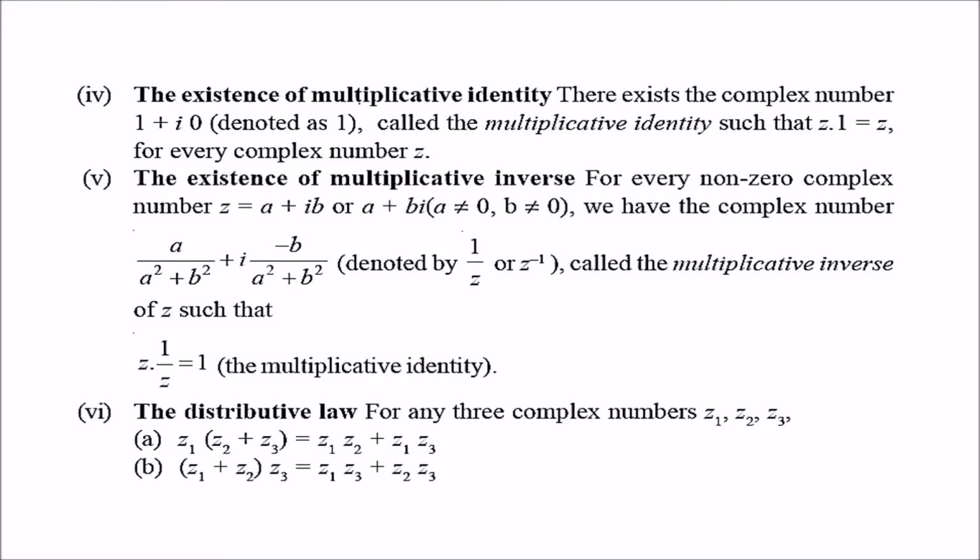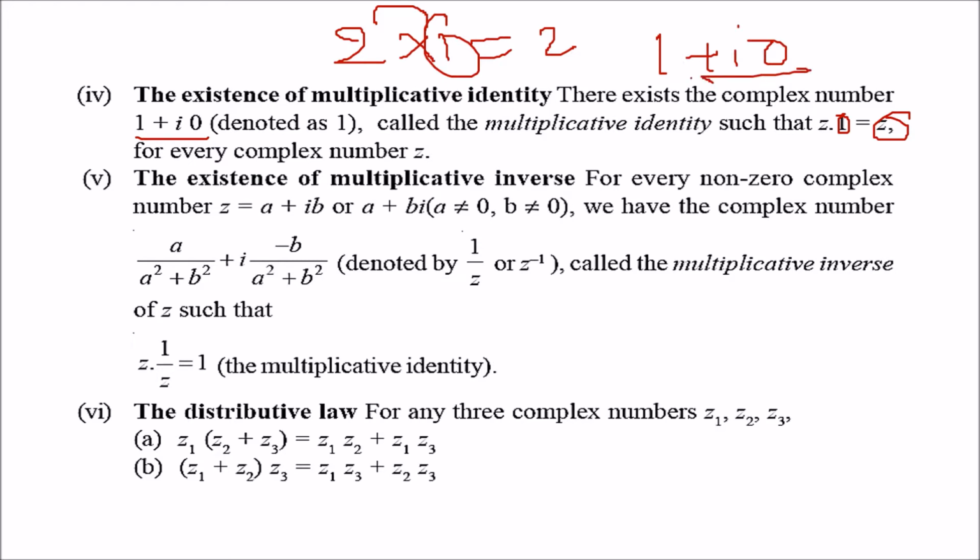What about the existence of the multiplicative identity? Say if you have 2, you multiply it with 1, you get 2. So 1 is the multiplicative identity of 2. In a similar fashion, for z you have 1. What is this 1? 1 plus i0. This is the multiplicative identity.